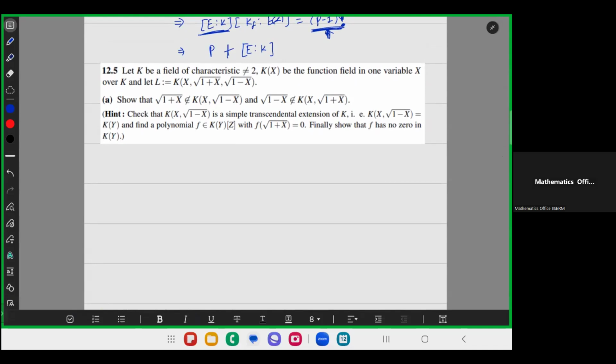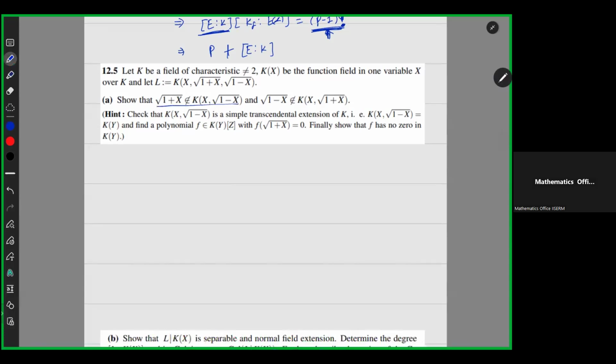Let K be a field of characteristic not equal to 2, Kx be the function field in one variable and L be this. Okay, so that 1 plus x does not belong to this and 1 minus x does not belong to that. Only one of these is enough; similarly the other will follow. So it is enough to show root 1 plus x does not belong to Kx.